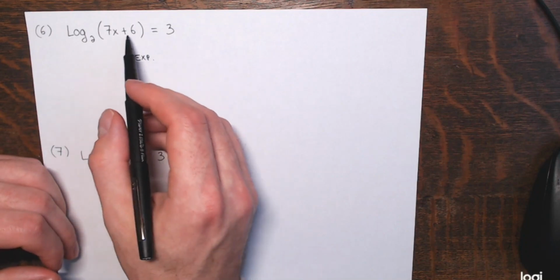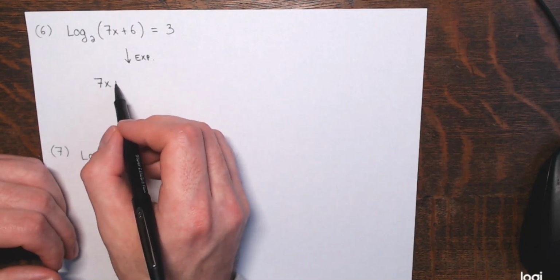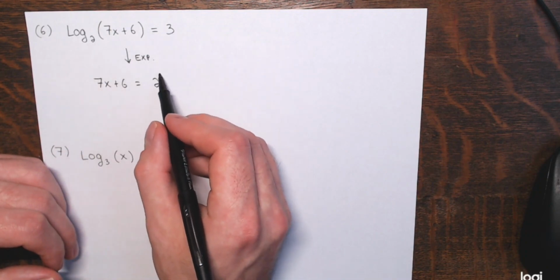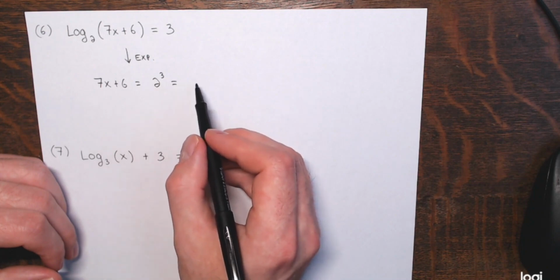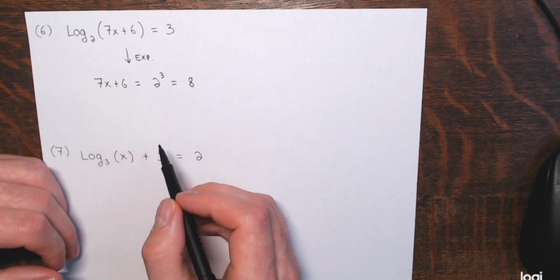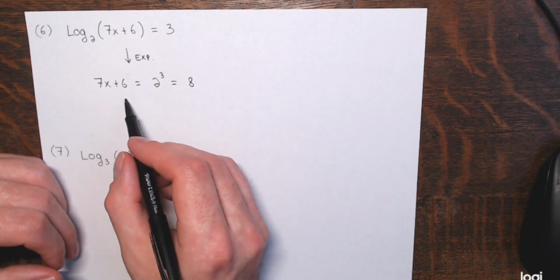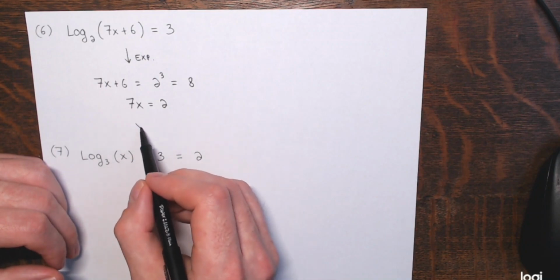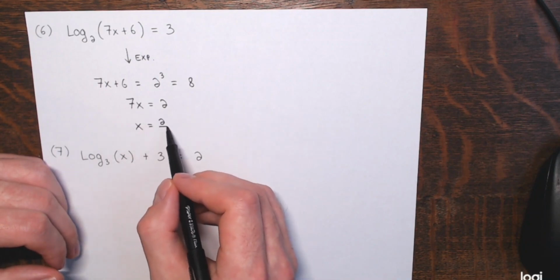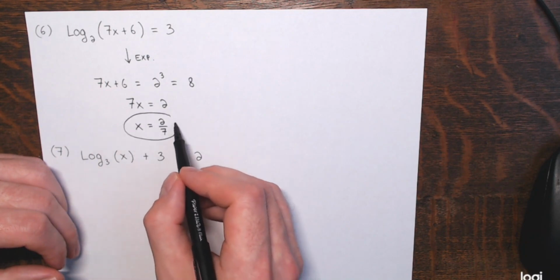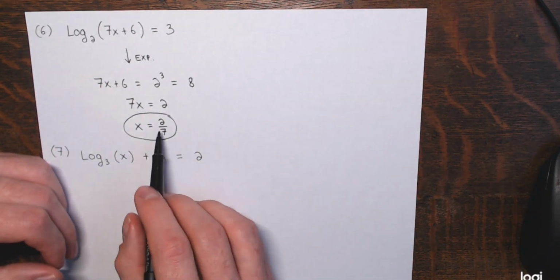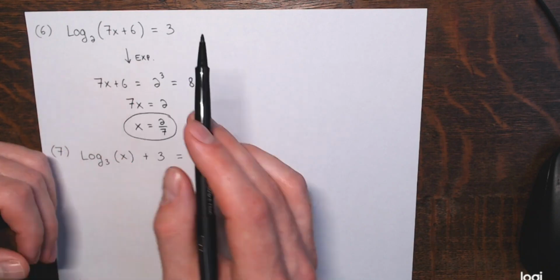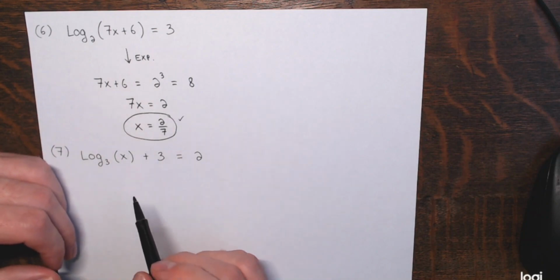So 7x plus 6 must be equal to 2 to the third power. But 2 to the third power is 8. Then I subtract 6. We have 7x equals 2. And then divide by 7, and we get our solution. X equals 2/7. And then go ahead and check it, right? If you plug in 2/7 for x, this would be 2 plus 6. This is 8. The log base 2 of 8 is 3. That is true. Okay.